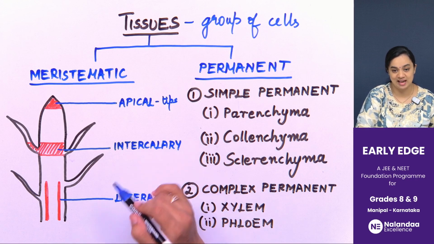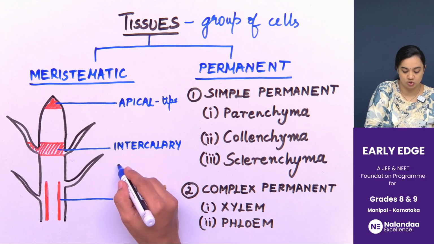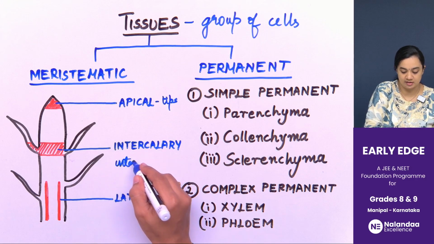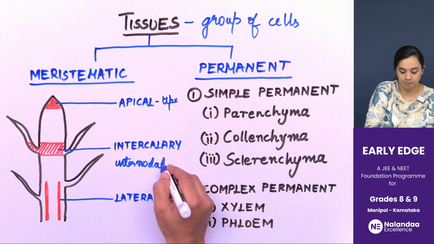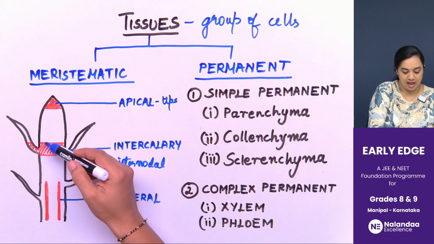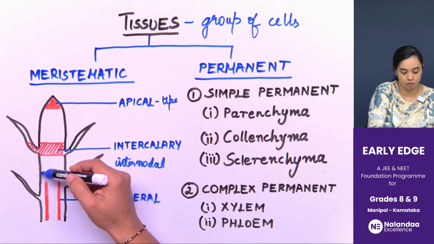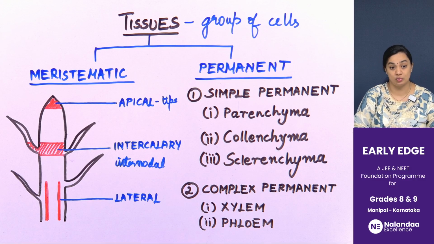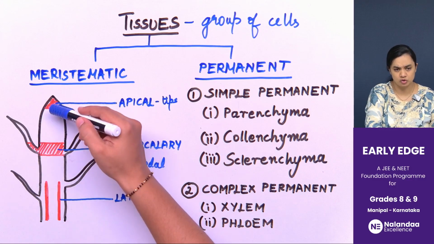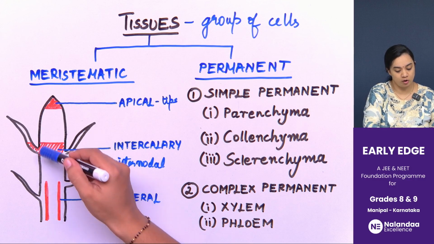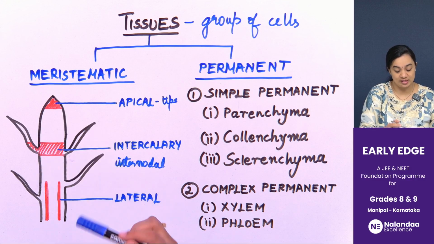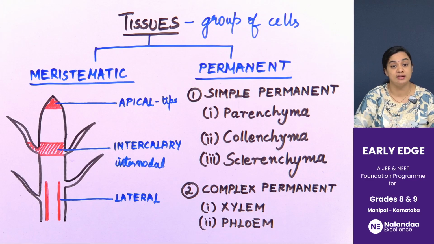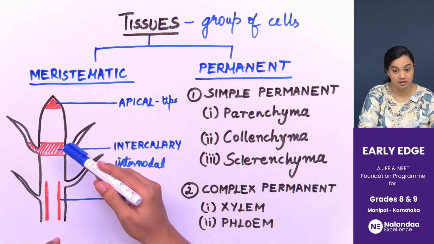Then we have intercalary meristem. Now intercalary meristem is usually found in the internodal regions, meaning this is the nodal region, and in the region between two nodes there is the internodal region where intercalary meristem is present. Now that is responsible for rapid elongation of the plant. So not just from the tips, growth can also happen in between, right? So that is intercalary meristem. Usually we find these in grasses where it will lead to rapid elongation of the grass leaf.